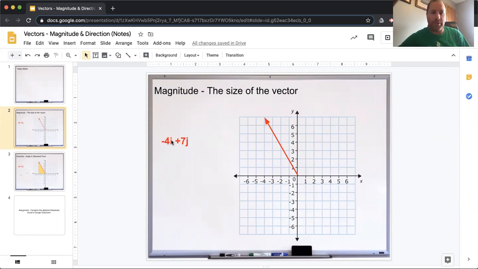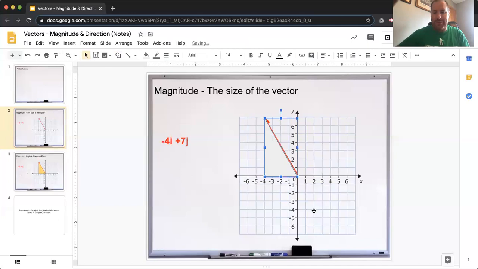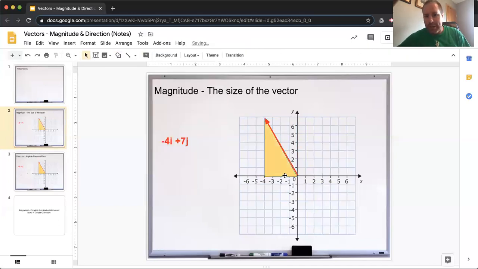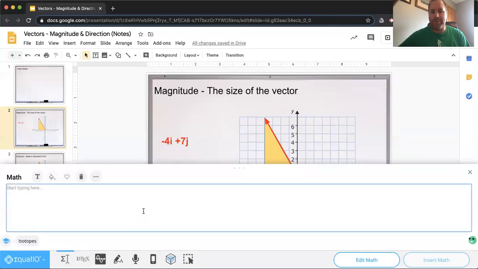So here is the vector negative 4i plus 7j. So we backed up 4, gone up 7, we're putting that down. So magnitude is the size or the length of this vector, which you guys already know how to do. We're just putting a little bit different terminology, because really this is the same as a right triangle right there, and we'll color it yellow or something like that. And this is 4 this way and 7 this way. So really all you need to do is the Pythagorean theorem in order to find that vector.